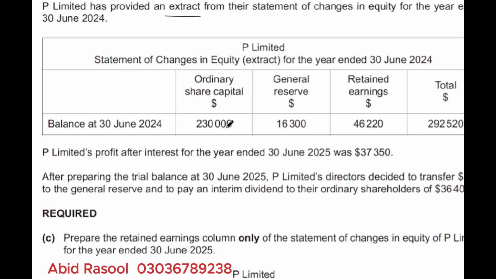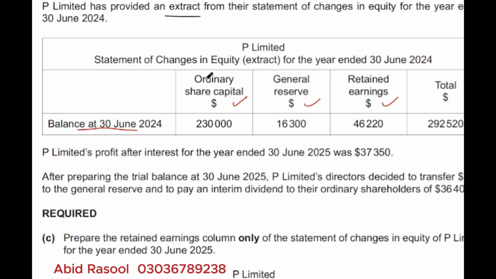Ordinary share capital 230,000, general reserve 16,300, and retained earnings 46,220, and total is 292,520 at this date. Okay, this is what the extract of the statement of changes in equity shows. They have given us three balances of these entities: ordinary share capital, general reserve, and retained earnings.